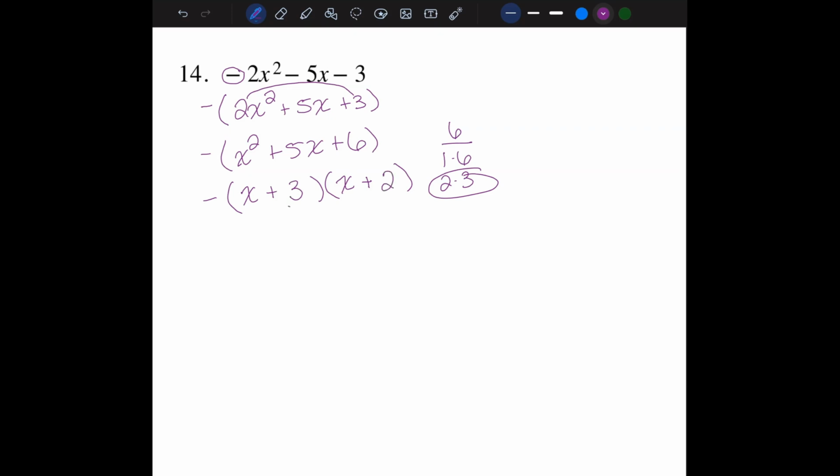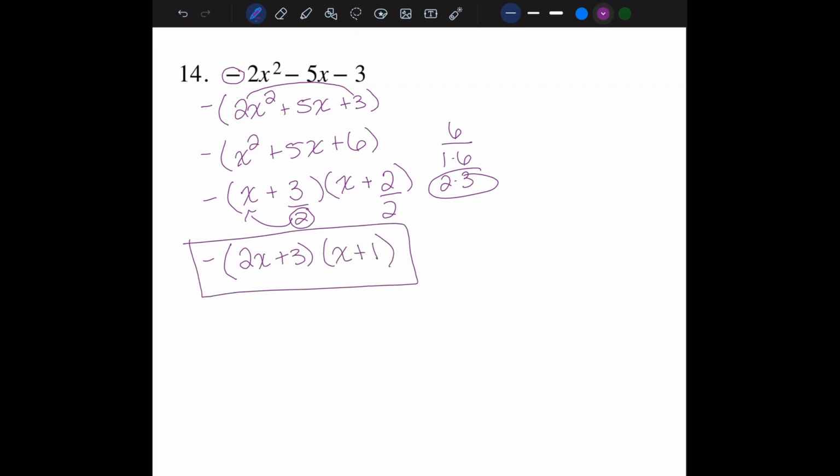But then I have to divide both numbers by 2. If they reduce, you reduce. 3 over 2 does not reduce, so I pull that 2 in front and leave the 3 behind. 2 divided by 2 will reduce to 1, and now I am factored.